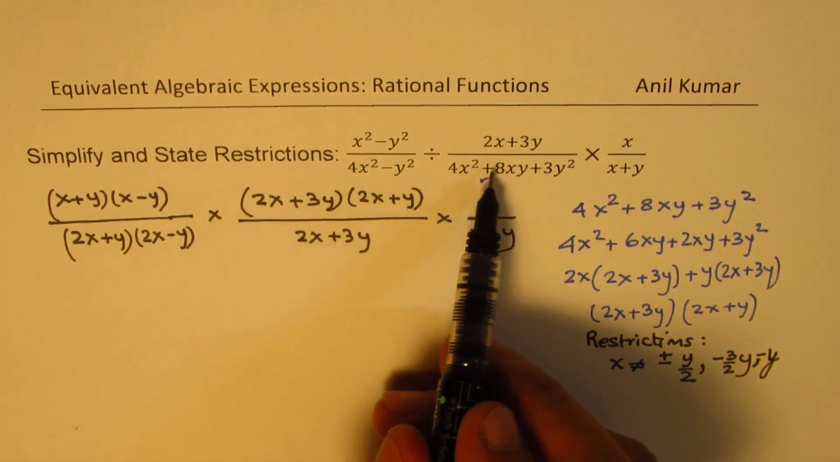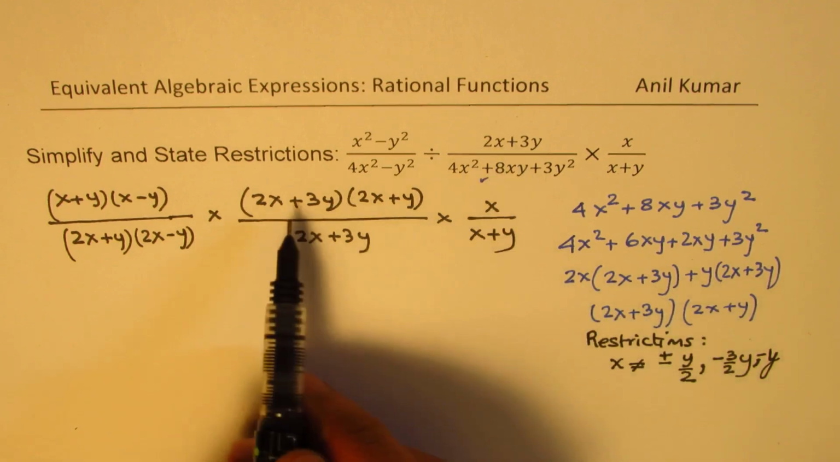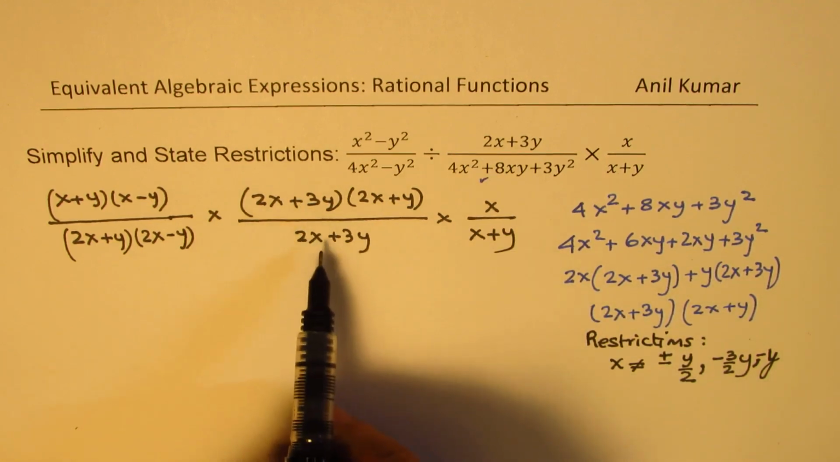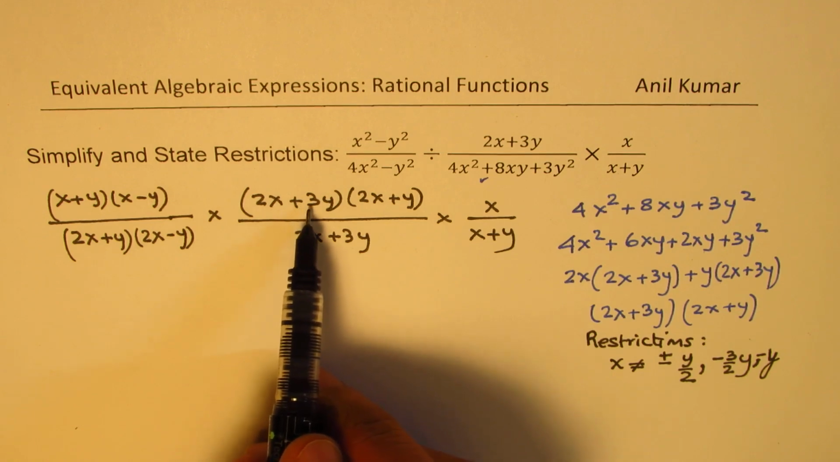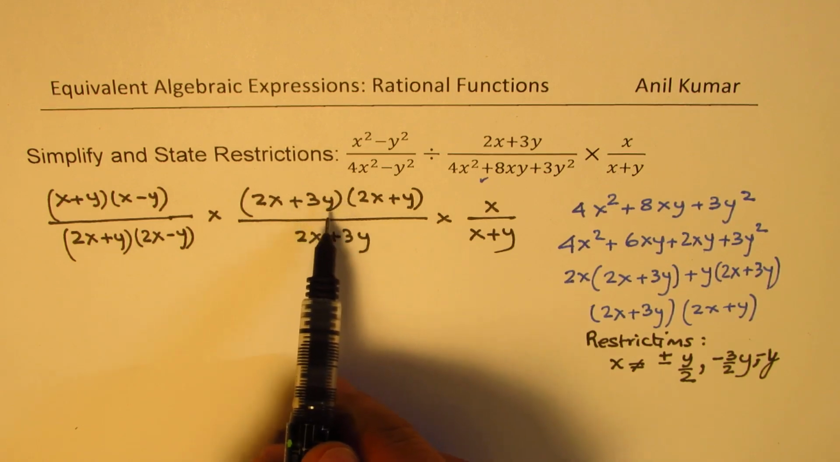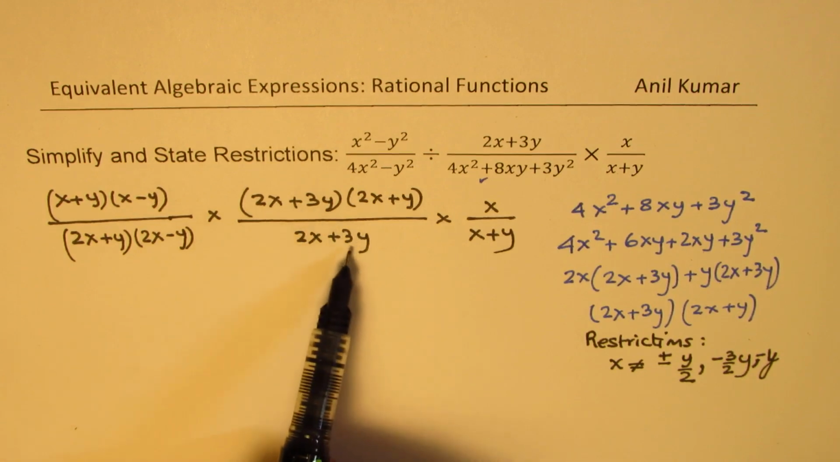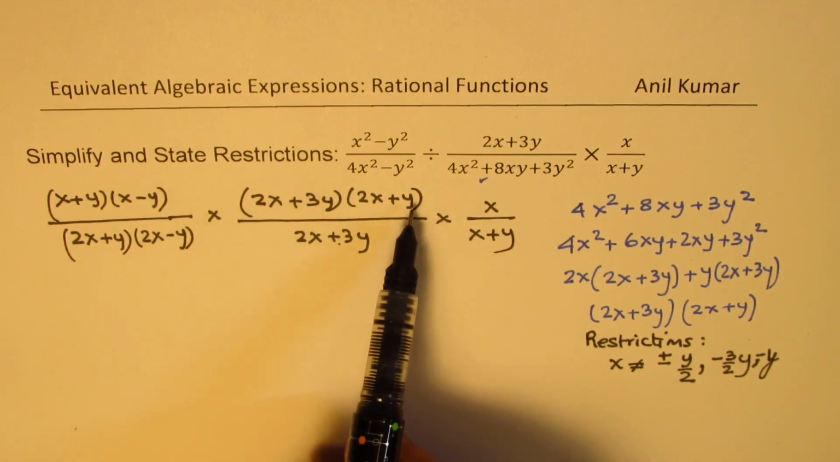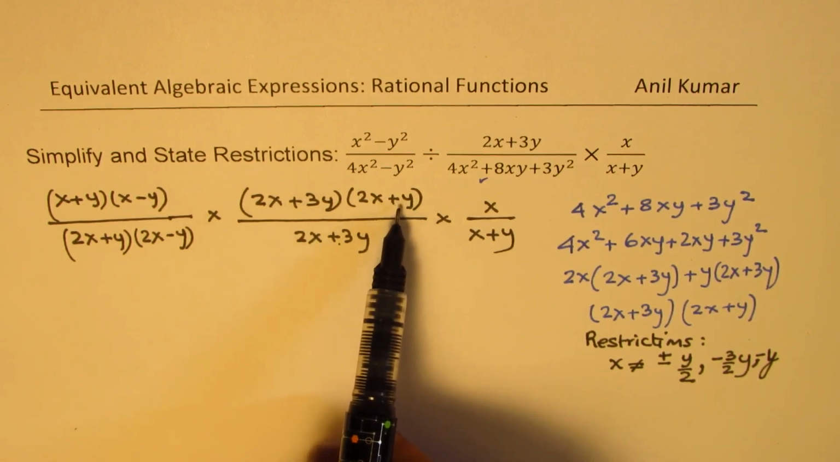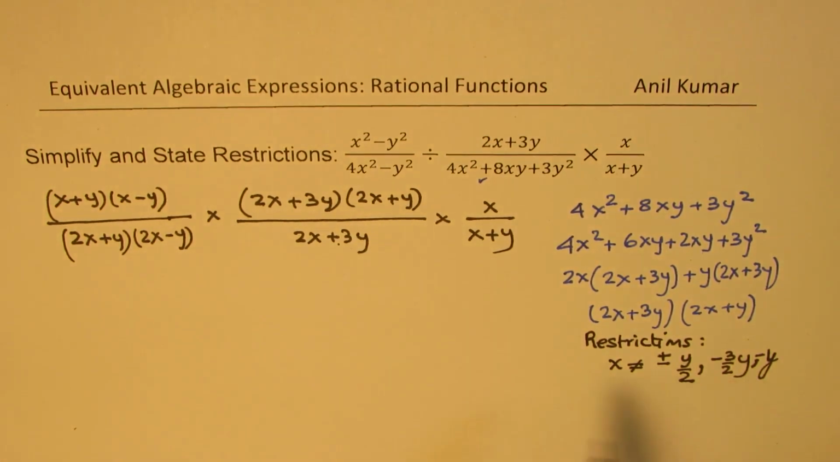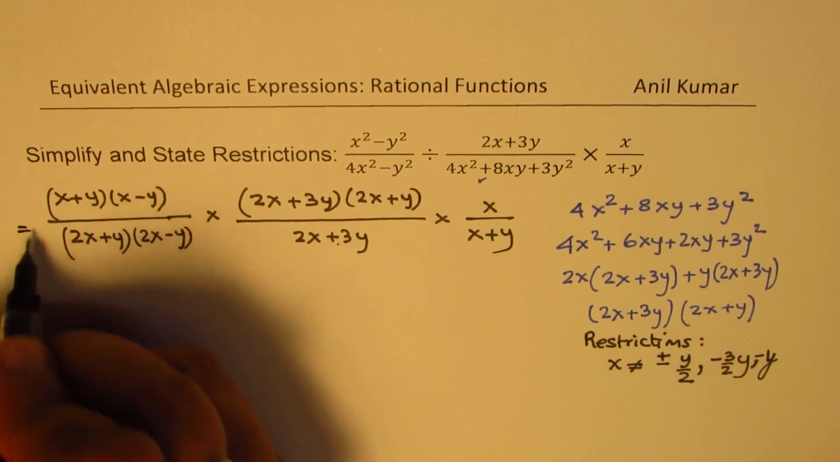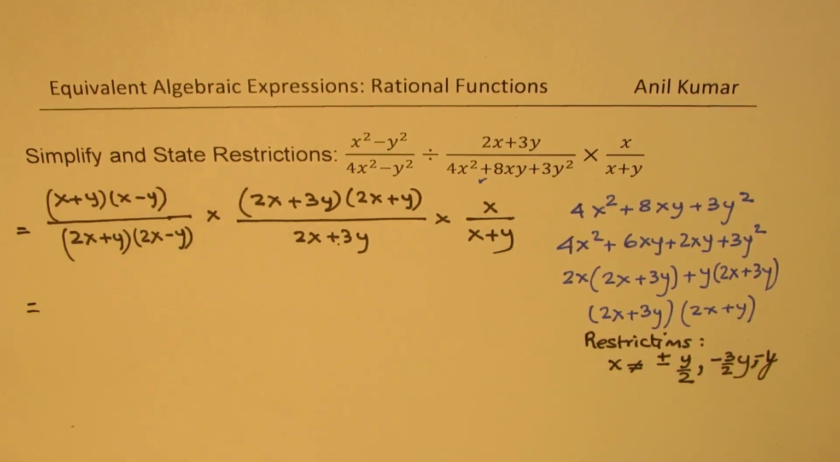Now whenever this division is there, we have to write restrictions of both numerator and denominator, right? So here the restriction is minus 3y over 2, but this we have already taken, correct? And here we have minus y over 2, which we have also considered, right? So no additional restrictions since these have been already covered. Perfect. So now let's write this after simplification.